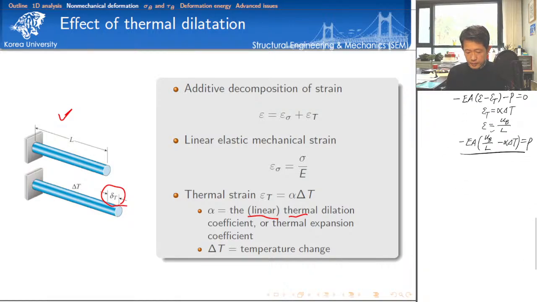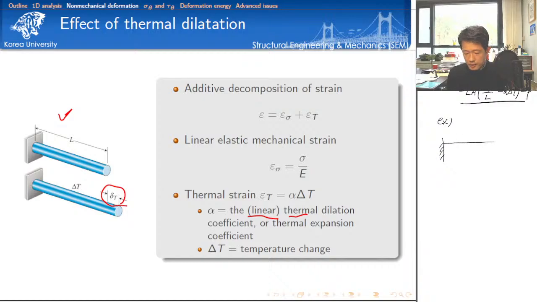So let's do one more example. One more very, very simple example. So I have a bar, one-dimensional bar. There's no load. But this bar is supported by two fixed ends. Okay, so we put the bar very tightly into the place. Then I'd like to say the point A and point B, and then this is my coordinate system X. But here I increase the temperature, delta T. So I want to increase the temperature.